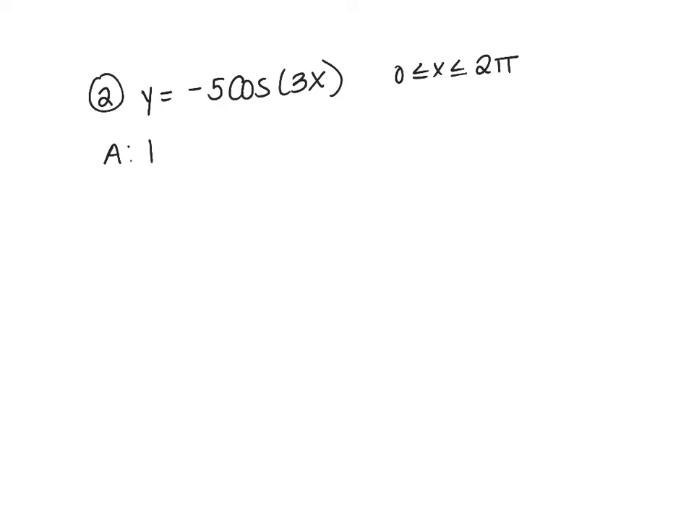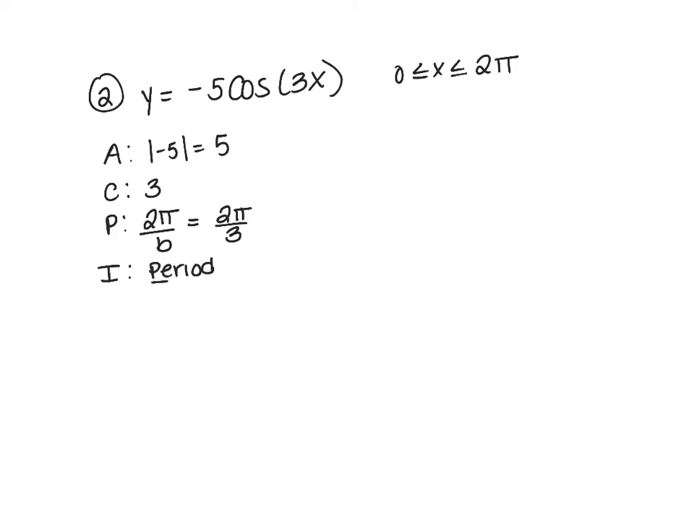So the amplitude is the absolute value of -5, which is 5. The cycles is the number in front of the x, which is 3. The period is found by taking 2 pi and dividing it by b, where b is the number of cycles. So 2 pi over 3 is my period. My interval is period over 4, and my period is 2 pi over 3, and we need to divide that by 4.